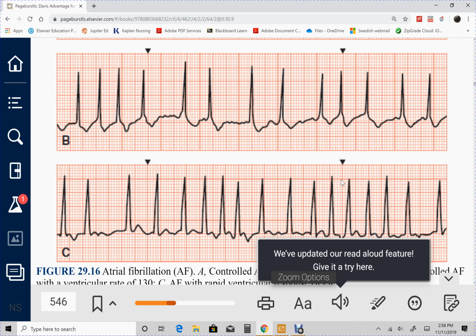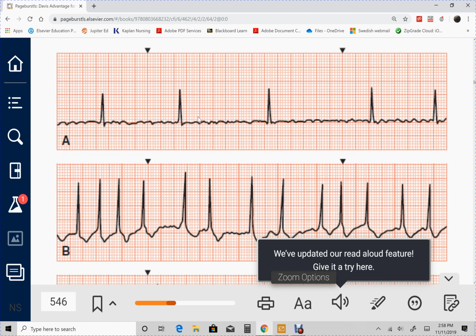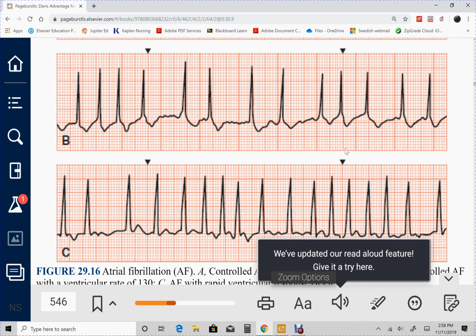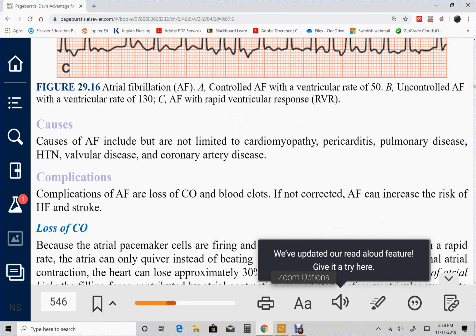So the goal, of course, here in AFib is to control the ventricular response, meaning as long as the heart rate, the ventricular rate specifically, remains low, then the patient should have enough cardiac output to sustain life. These are the most common causes of AFib.